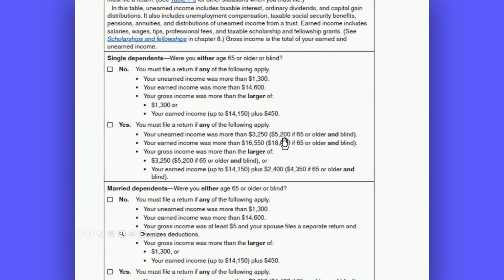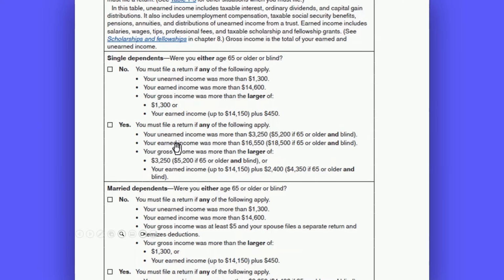Or if it is $5,200, if they are both age 65 or older and blind, but it's $3,250 if they're just 65 or older and not blind. They also have to file their own tax return if their earned income was more than $16,550. And yes, people age 65 or older can have earned income.